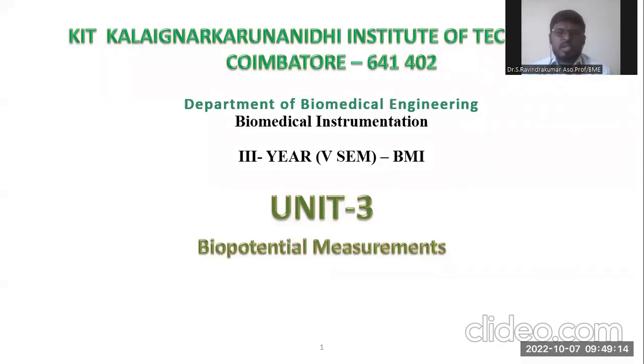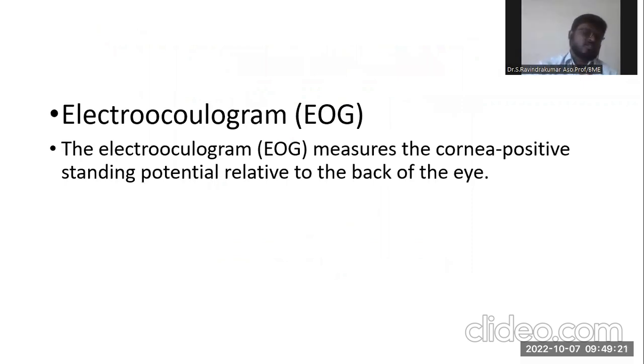Good morning, students. As we continue with the discussion on biopotential measurement, today we will look at the signal, the electrooculogram. The electrooculogram measures the cornea-positive standing potential relative to the back of the eye. This EOG is used for several diagnostic purposes, to understand how the nerves, the retina, the cornea, and the different eye functions can be monitored.